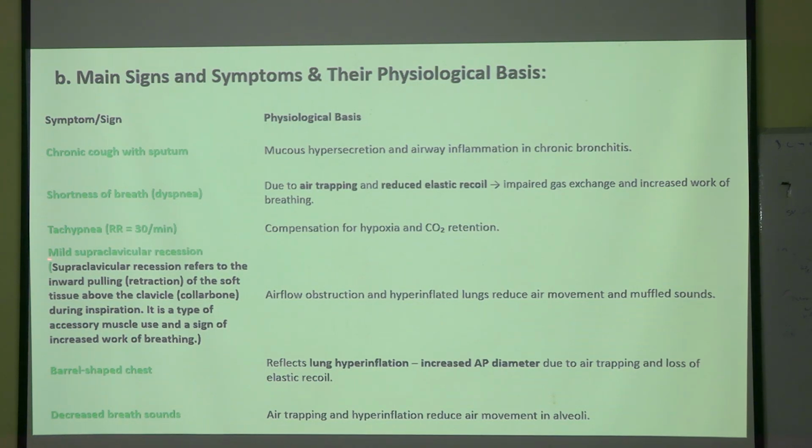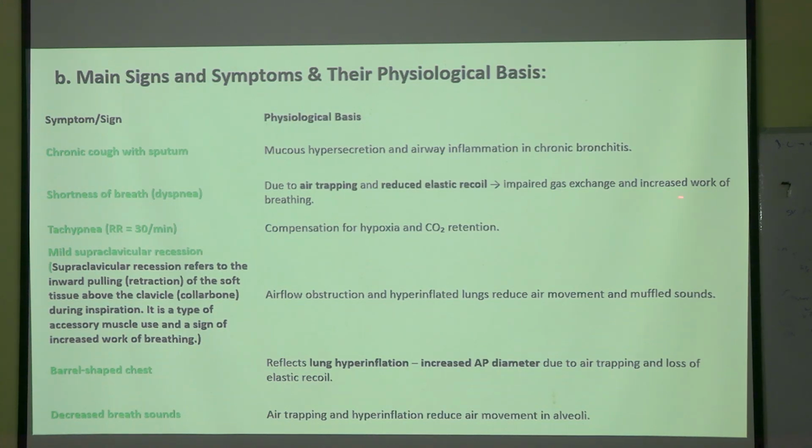Now, another important piece of information is mild supraclavicular recession. So, what do you mean by supraclavicular recession? If you see the basic definition of supraclavicular recession, it refers to the inward pulling of the soft tissue above the clavicles, that is the collarbone, during inspiration, right? And it is a type of accessory muscle use, and a sign of increased work of breathing.